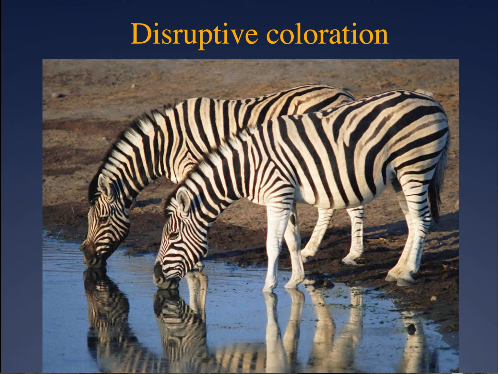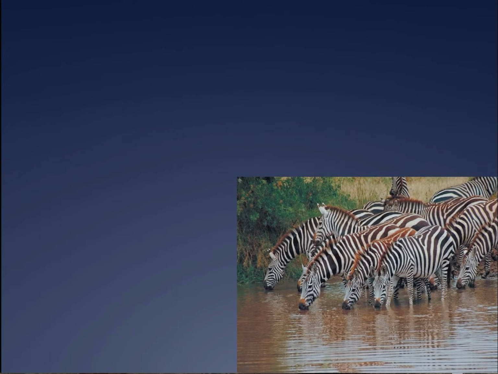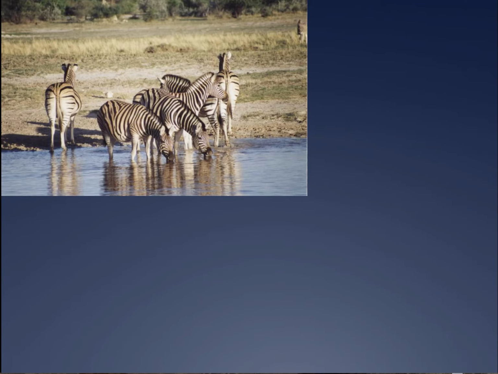So what I'm going to do is I'm going to dash through some of these photographs just like I would normally do in class, and we'll see how you do. So, how many zebras were there above and to the right? I'll do it kind of quickly again.